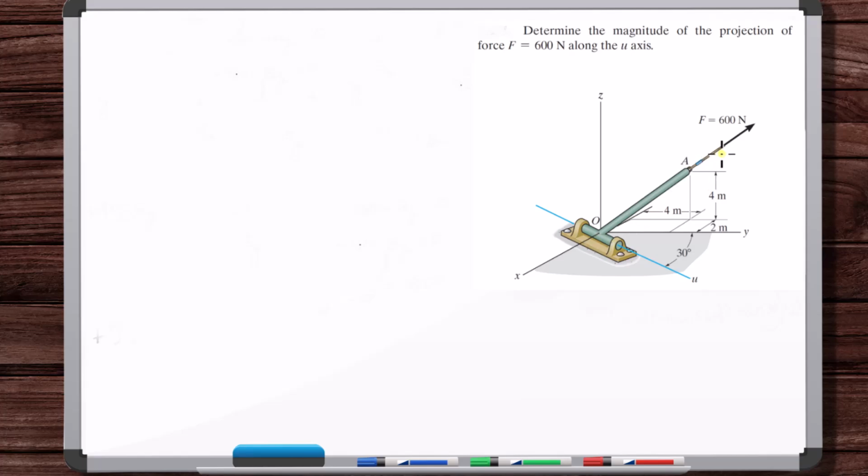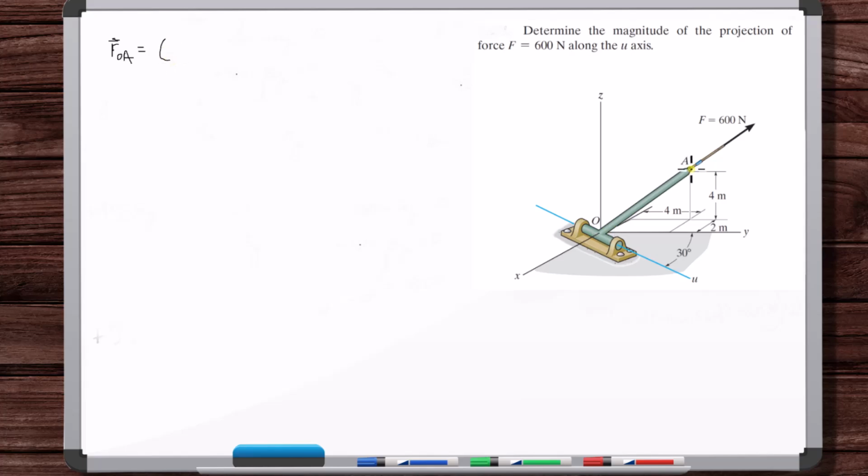We can do that using the dot product. We just need to find this force as a vector, and we need to find a unit vector in this direction. So to get force F as a vector, we need to get a unit vector in the direction of that force. So let's start with what is the position vector in the OA direction.